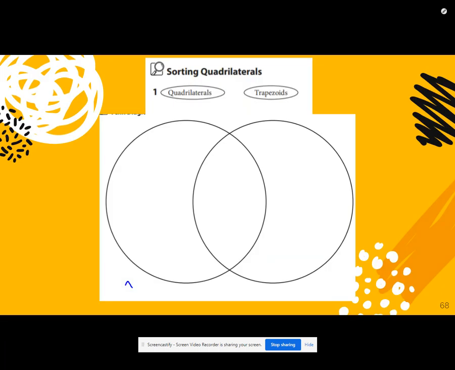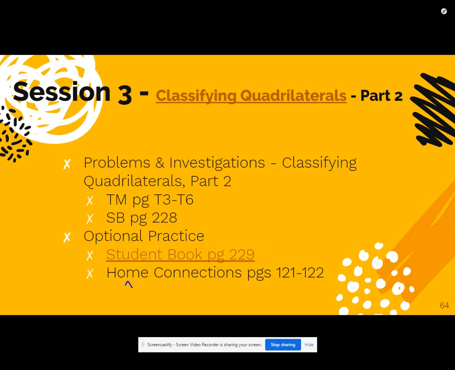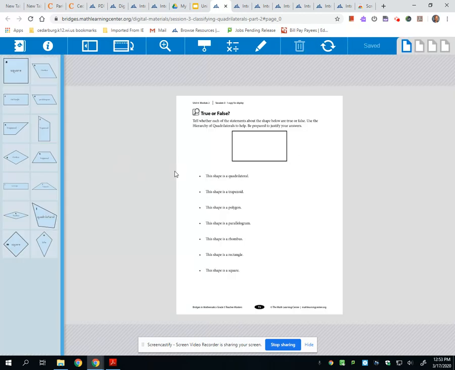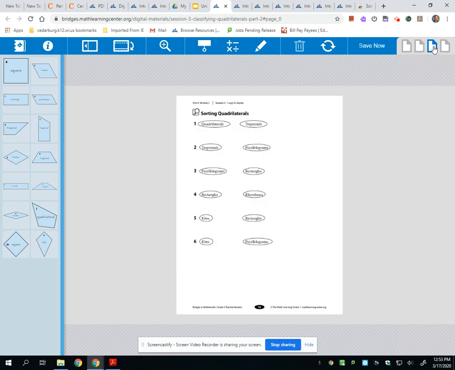So we're going to be sorting, and what I'd like you to do is go back to our Bridges website, where they have a quadrilateral Venn diagram for us to use. We are going to compare and contrast. Look at what's similar and what's different between these sets of shapes. For instance, we'll start with trapezoids and quadrilaterals.